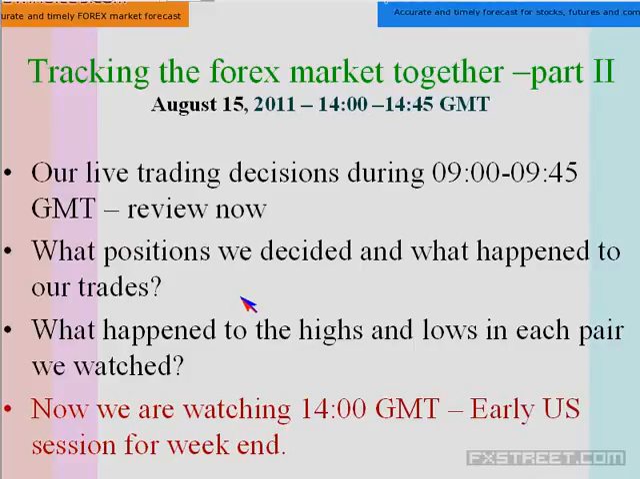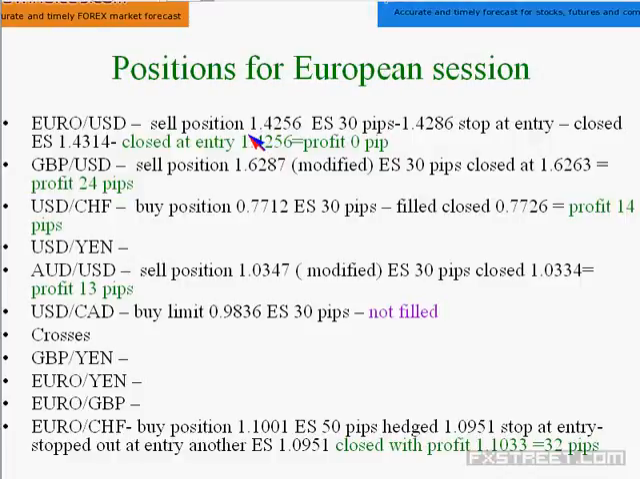That means they wanted to handle the crosses more when compared to the majors. So coming to the positions I had taken during the European session, at the time the high was 1.4256. I kept the sell order. They filled it and went up 30 pips above, to 1.4286. That was hedged, and subsequently I kept stop at entry.